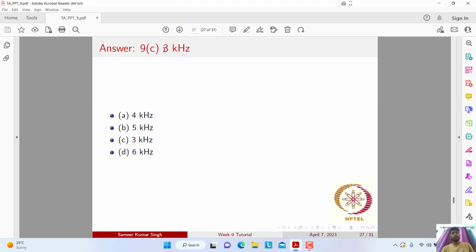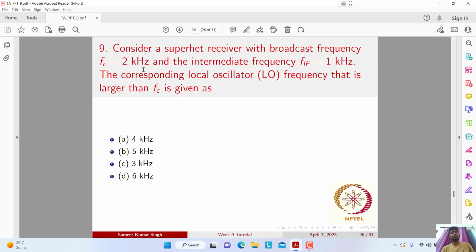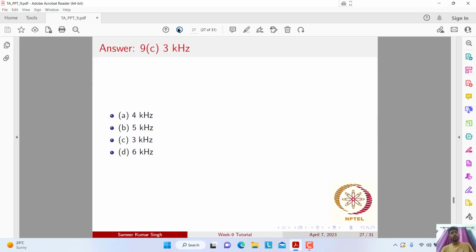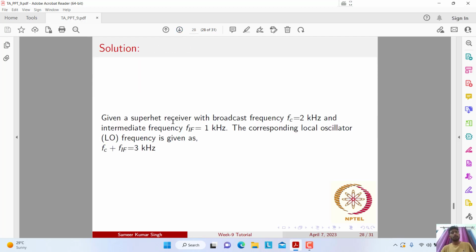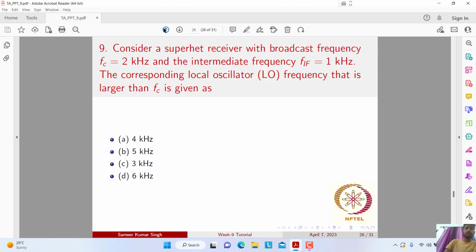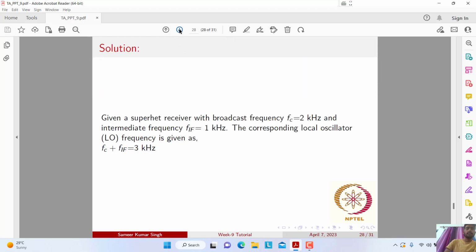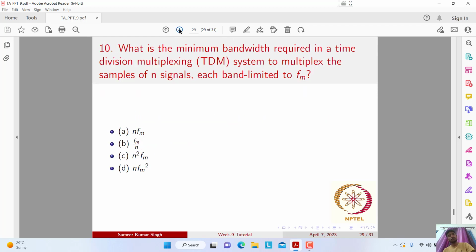The answer will be 3 kHz. Given that FC is 2 kHz and IF is 1 kHz, to calculate the corresponding local oscillator frequency we use FC plus FIF. Put in the values: FC is 2 and FIF is 1, so that will be 3 kHz.